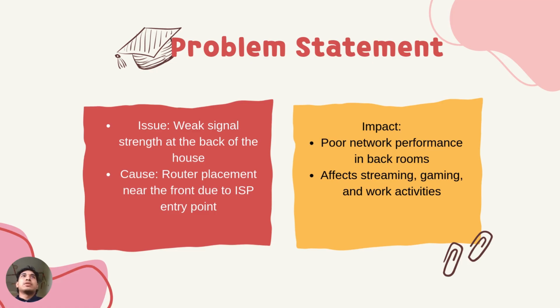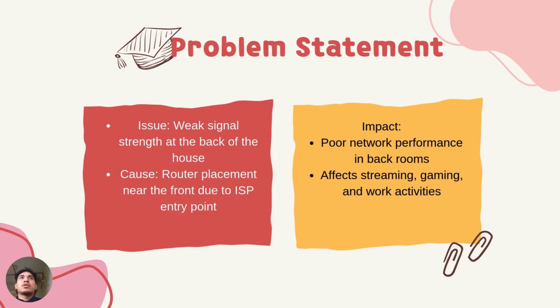For the problem statement, there are a number of rather major problems in this home network. One is the internet coverage and weakened signal strength toward the back of the house. It is simply not there. The modem and router were installed in the front of the house, most likely due to the positioning of overhead wiring of fiber optic entry points provided by the ISP.